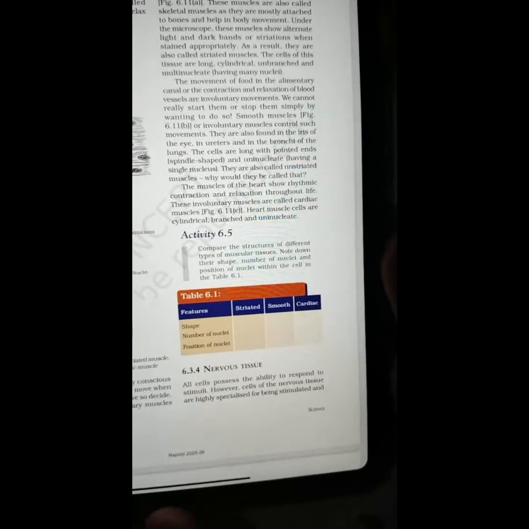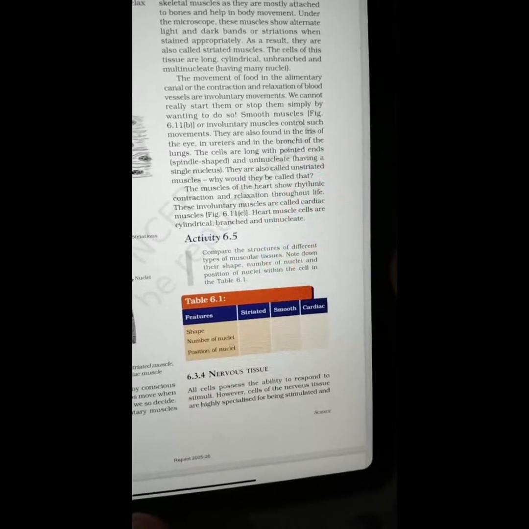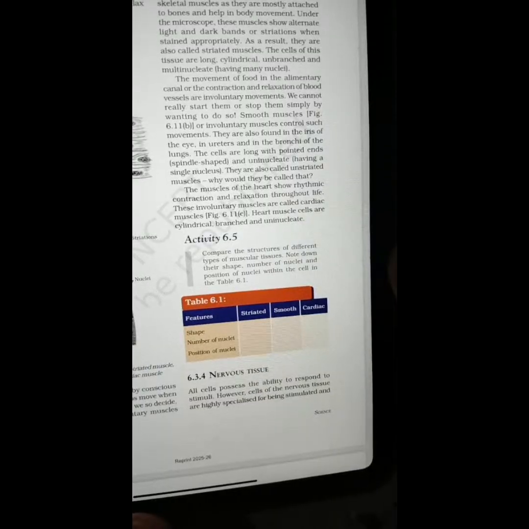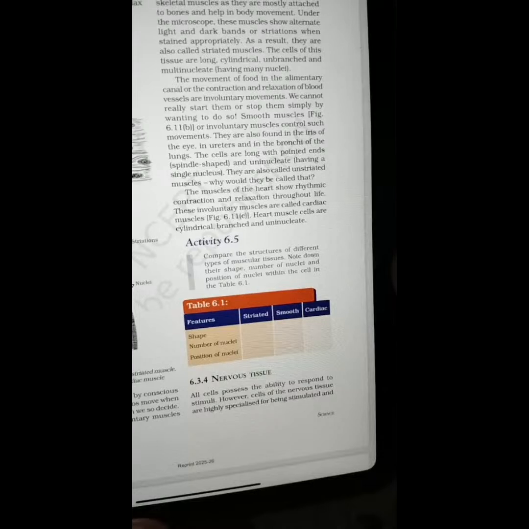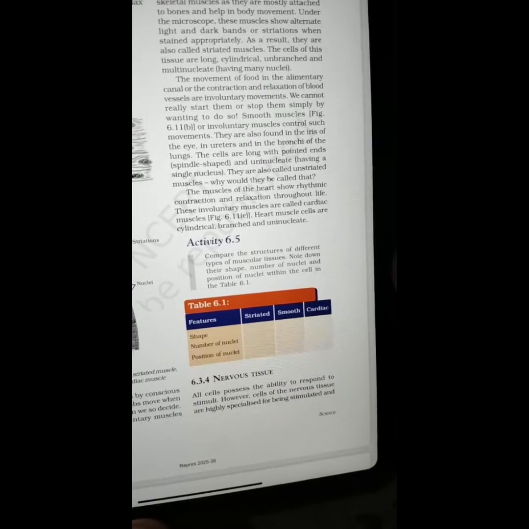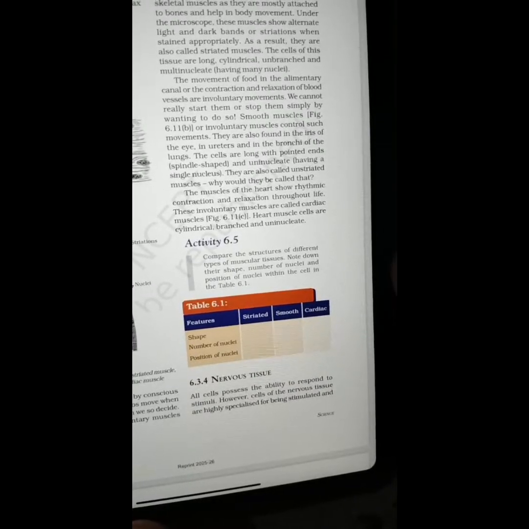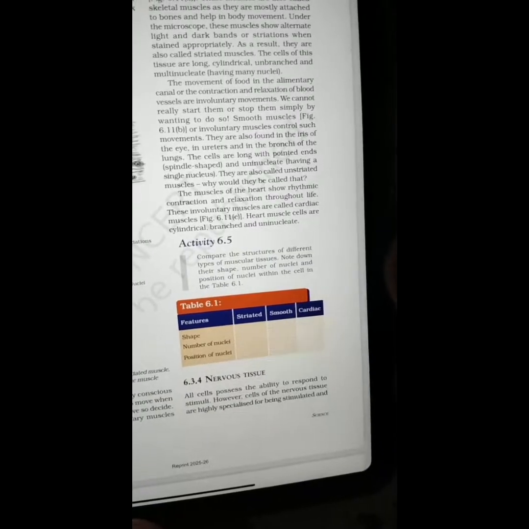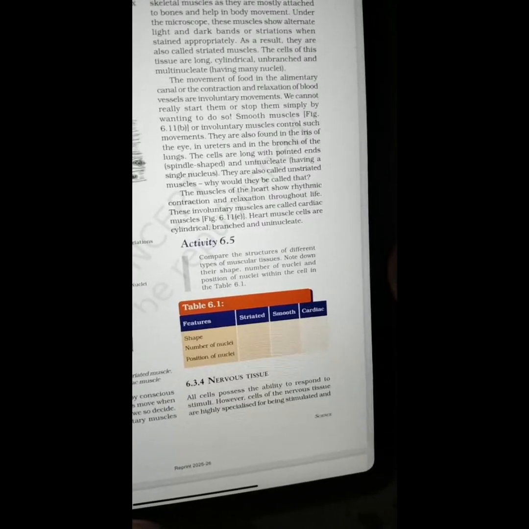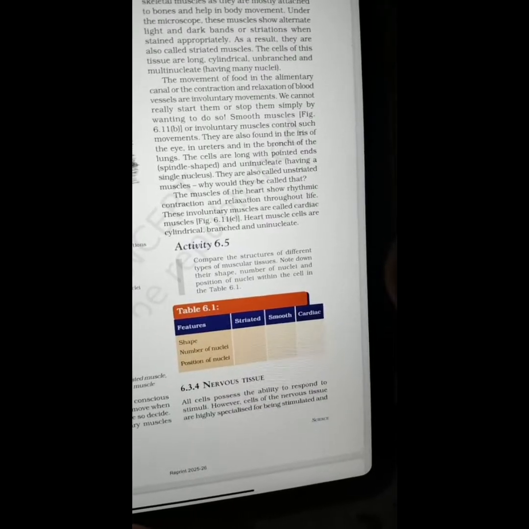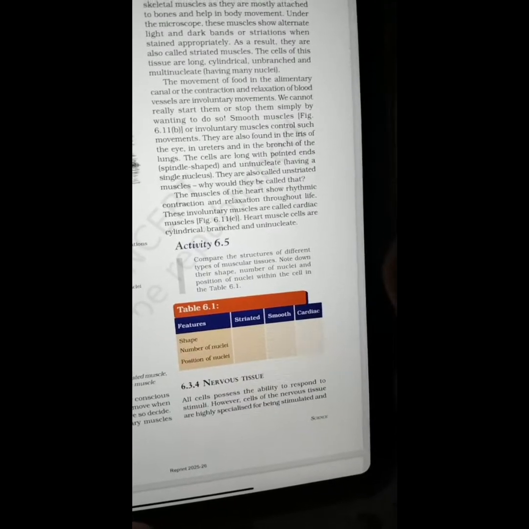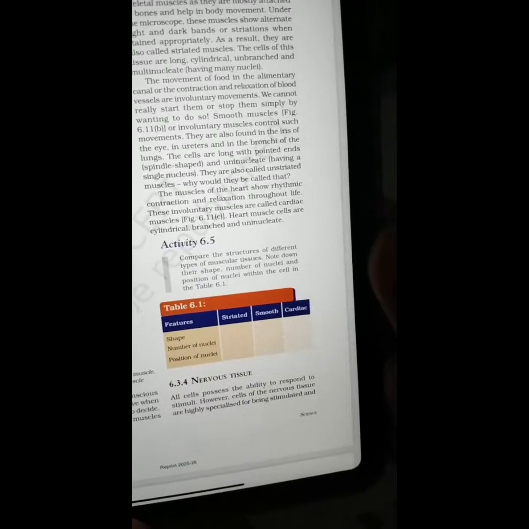Activity 6.5 from the tissues chapter of class 9. Compare the structures of different types of muscular tissues. Note down their shape, number of nuclei, and position of nuclei within the cells in table 6.1. So in table 6.1, three columns are being made, striated, smooth, cardiac, and you need to find out the shapes, the number of nuclei, and the position of nuclei.